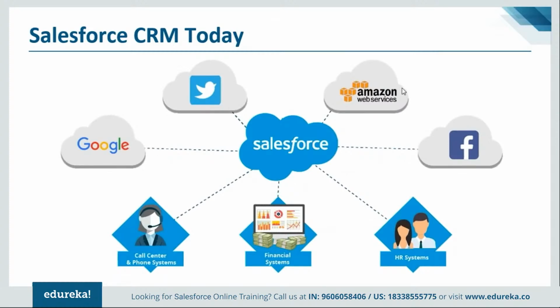Google, Twitter, Amazon, Facebook, they are all some of Salesforce's major clients. And the kind of products that they offer to these companies could be in the form of call center and phone systems, which is nothing but BPO type of software. And then we have financial systems, right, to track a lot of financial funds, to make sure there's no fraud.